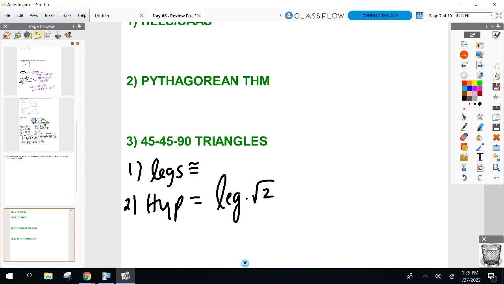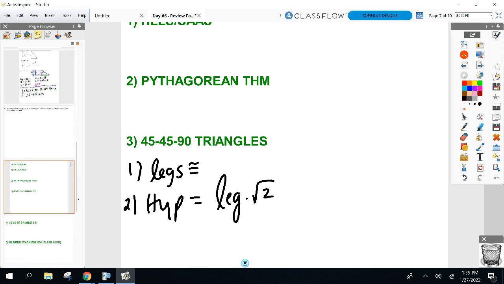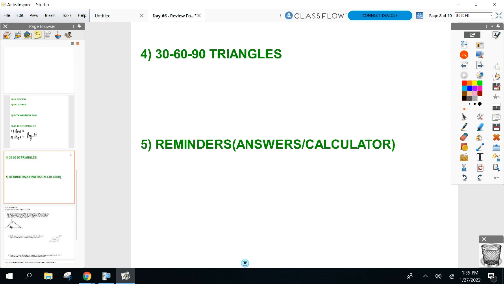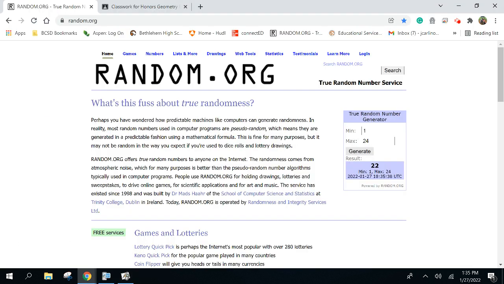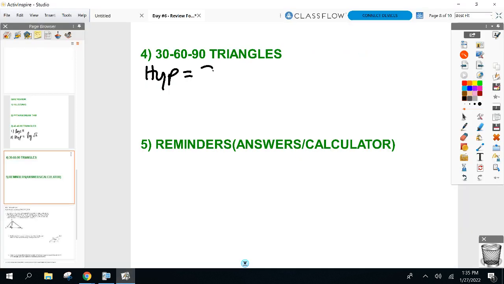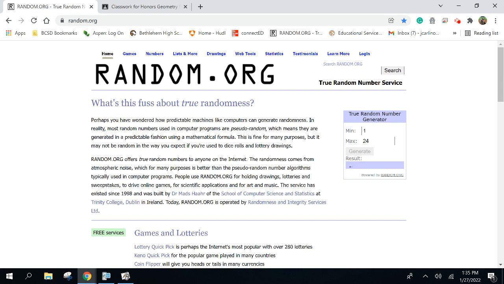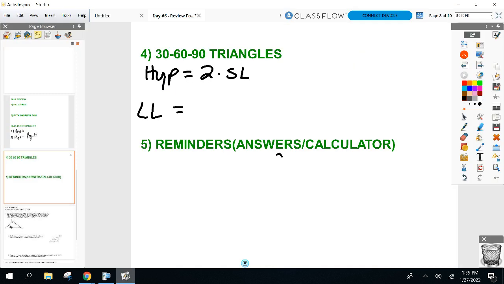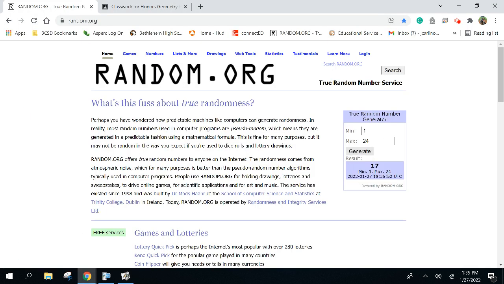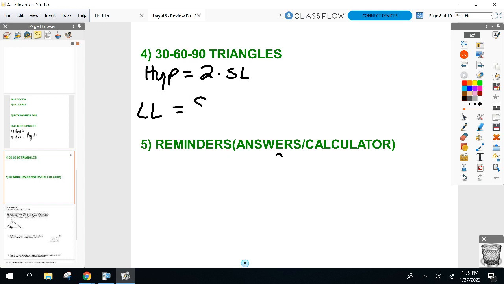And then I got to go over 30, 60, 90 with you. How do you find the hypotenuse in the 30, 60, 90? 22? 2 times the shorter leg. Good. 2 times shorter leg. And then what can I use to find the longer leg now? 5? All right. Let's get caught up to 17. Shorter leg times radical 3.